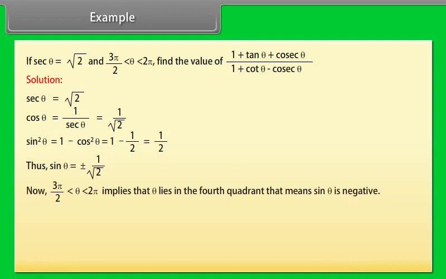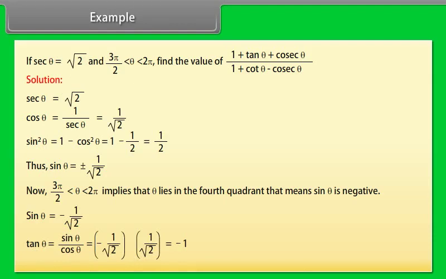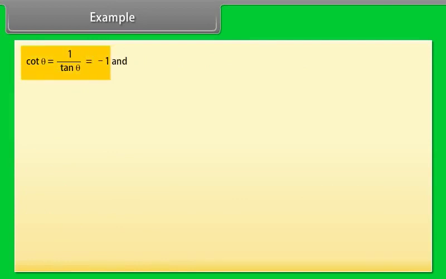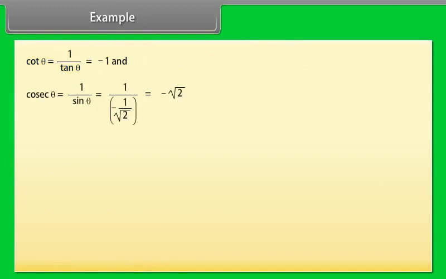Now, 3π/2 < θ < 2π implies that θ lies in the fourth quadrant. That means sin θ is negative. Sin θ = -1/√2. Tan θ = sin θ/cos θ = (-1/√2)/(1/√2) = -1. Cot θ = 1/tan θ = -1, and cosec θ = 1/sin θ = 1/(-1/√2) = -√2.